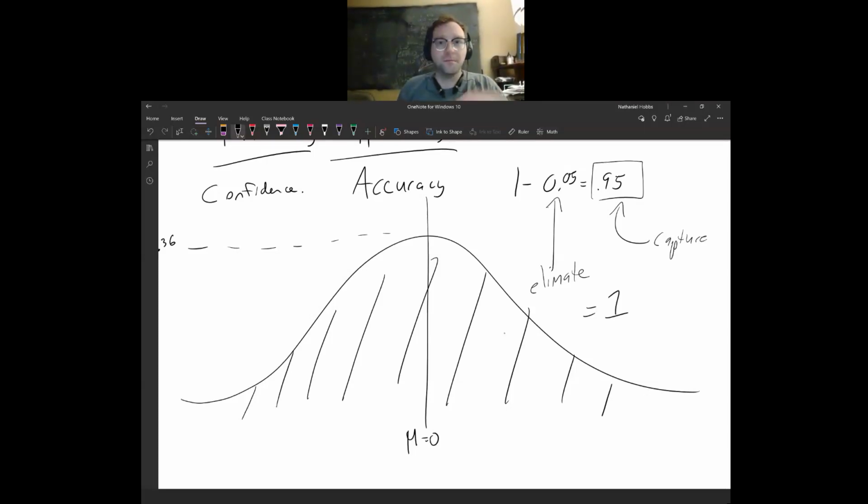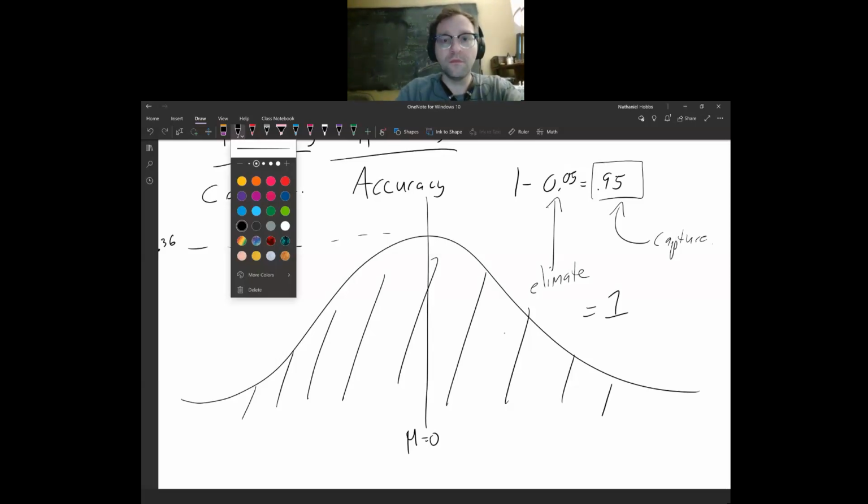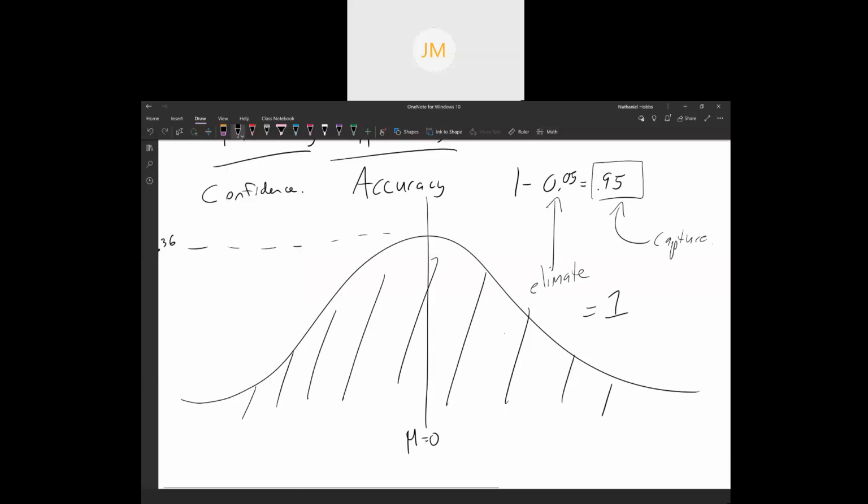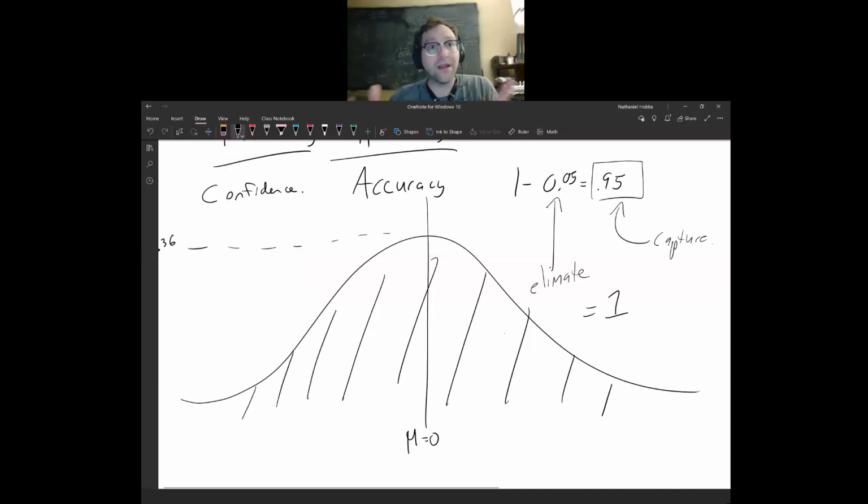Let me lead you a little. Here. Wait, what was the question? Oh, I'm sorry. What is the question? How can I capture 95% of the hill of this? This is in area 1. I want 95% of the area.